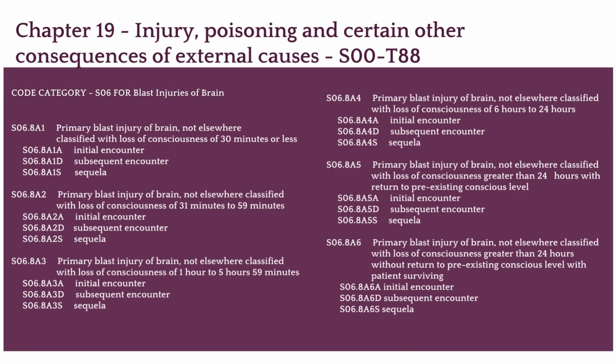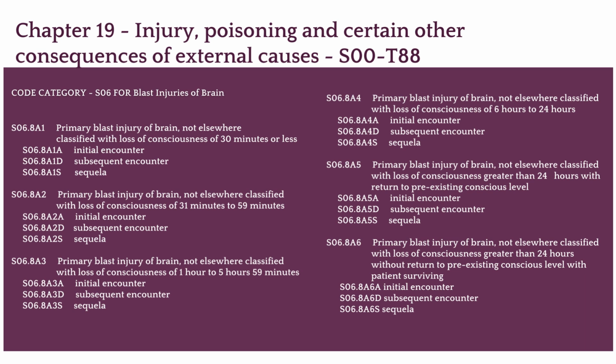I have listed the codes here specifically for primary blast injury of the brain from category S06. If you look at these blast injury codes, these were actually requested by the Department of Defense and the Department of Veterans Affairs in March 2021. And these types of blast injuries are commonly seen in members of the veteran services or the defense services primarily.